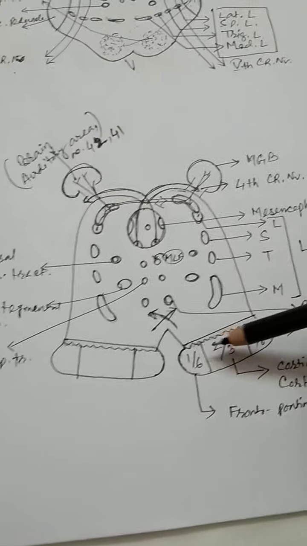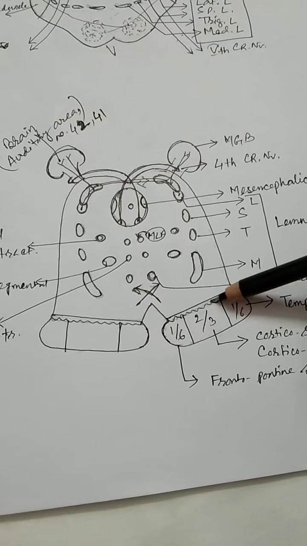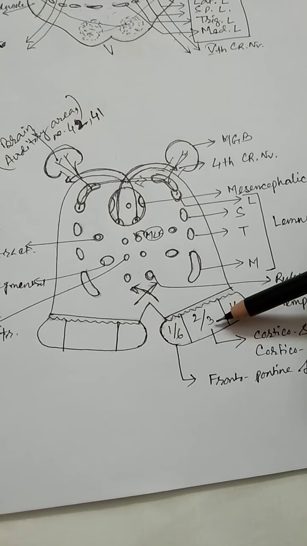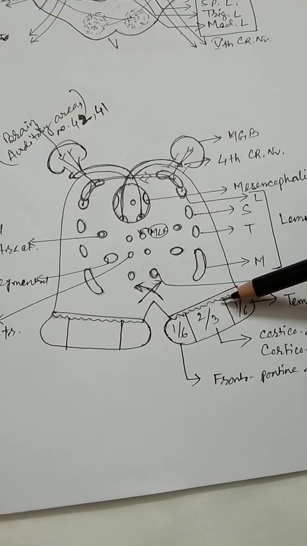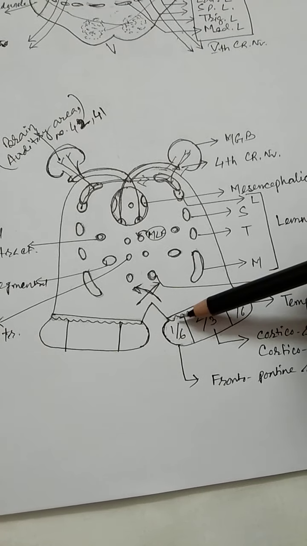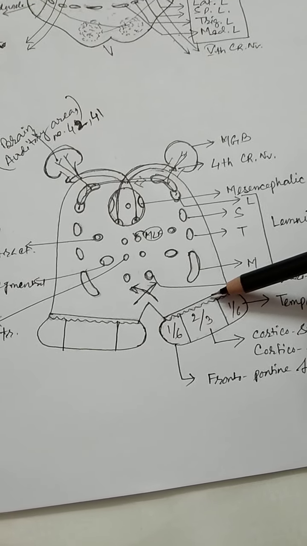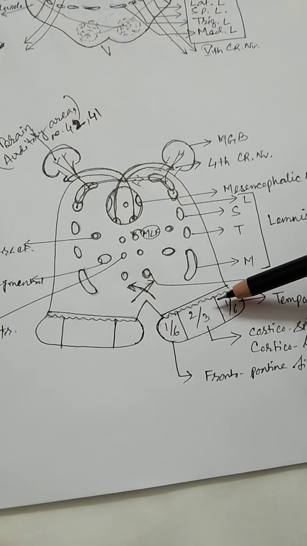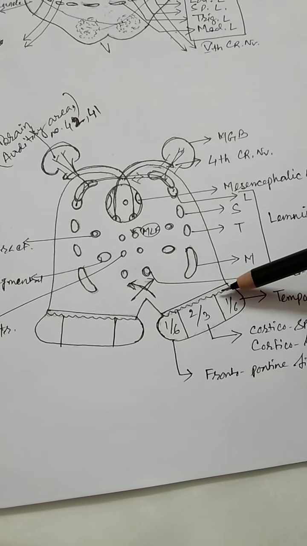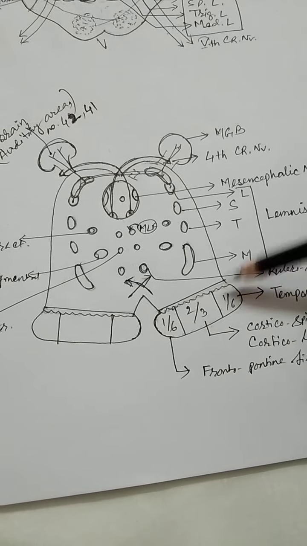Now just dorsal to this is the demarcation between the tegmentum and the crus cerebri. This is called the substantia nigra. The substantia nigra has two parts, can you see? The anterior part has an irregular margin, and the posterior part is compact. The posterior compact part is called the pars compacta, and the anterior rough part is called the pars reticularis.